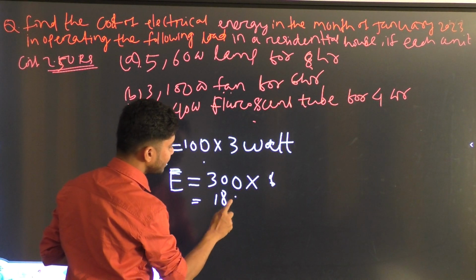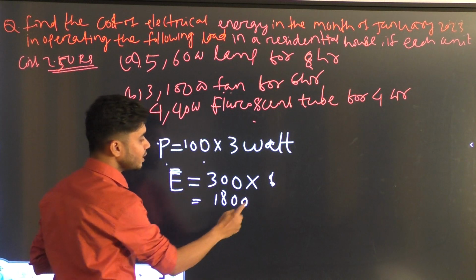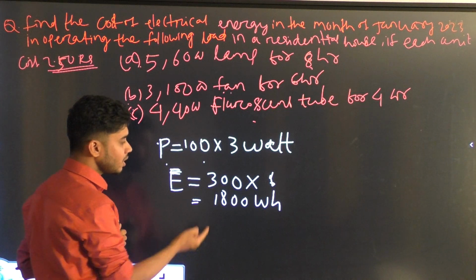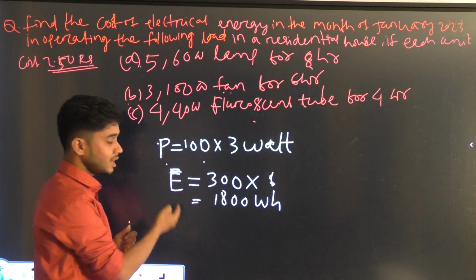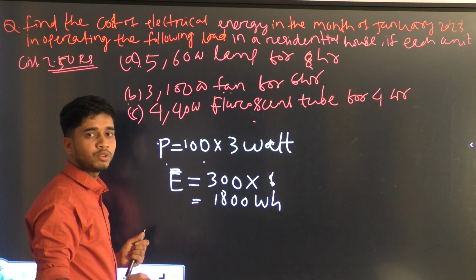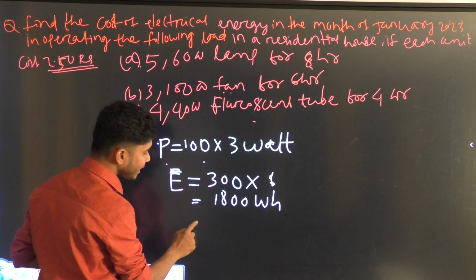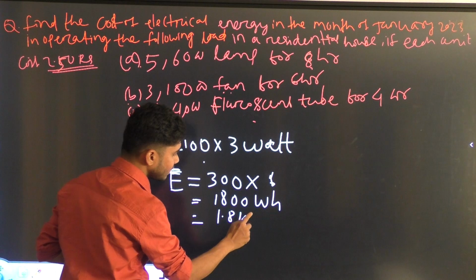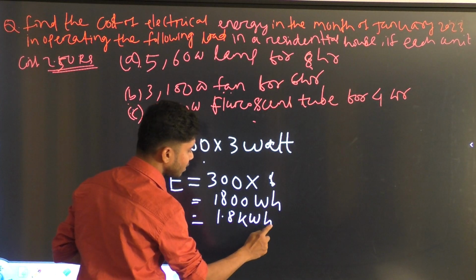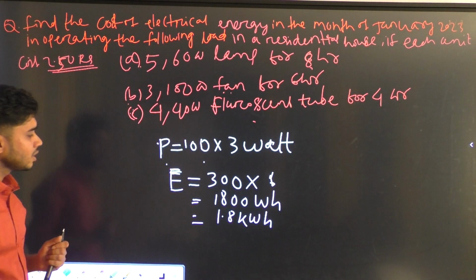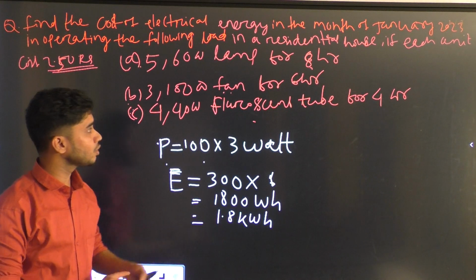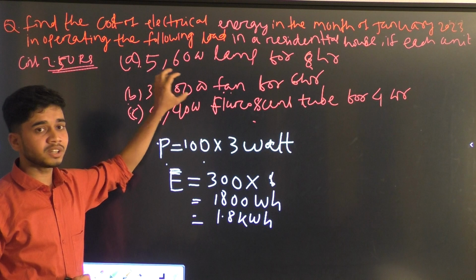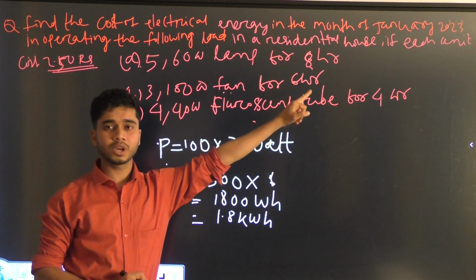So this is 1800 and the unit is watt hour. If I want to express energy in terms of kilowatt hour, I need to divide by 1000. So by dividing by 1000 it is 1.8 kilowatt hour. Simple calculation. This is the amount of energy consumed by the fans if there are 3 fans and each fan is 100 watt on for a period of 6 hours.